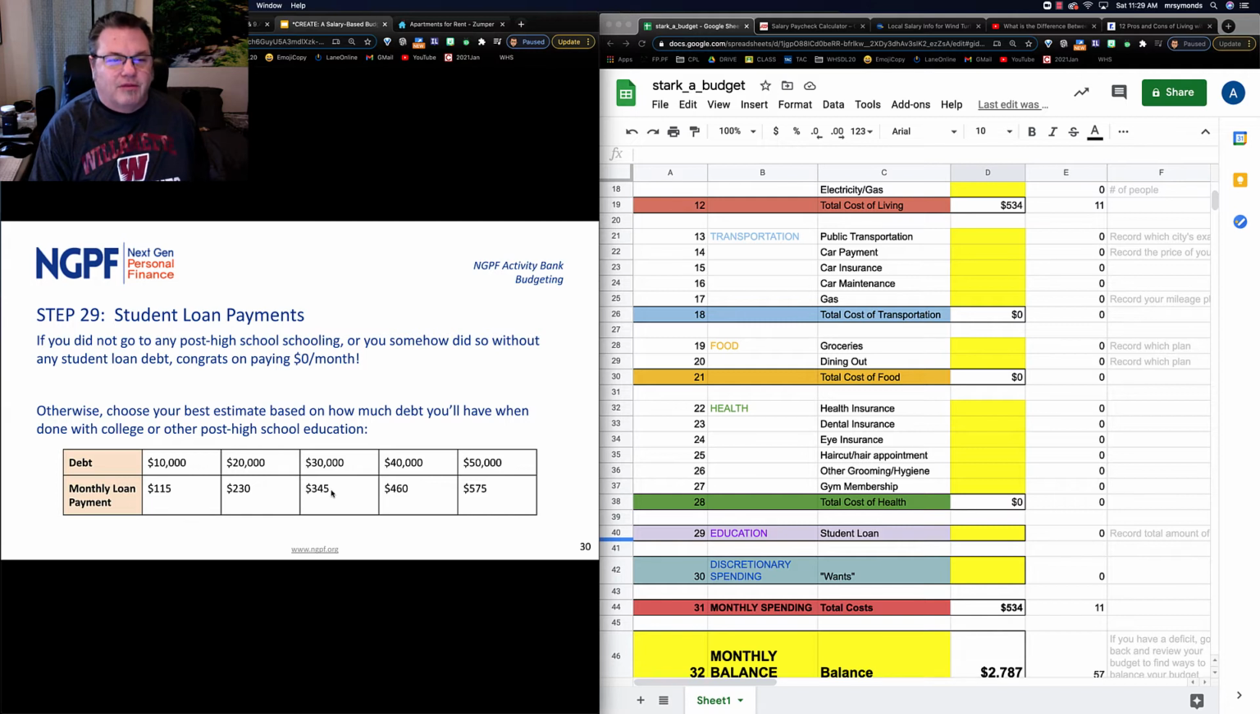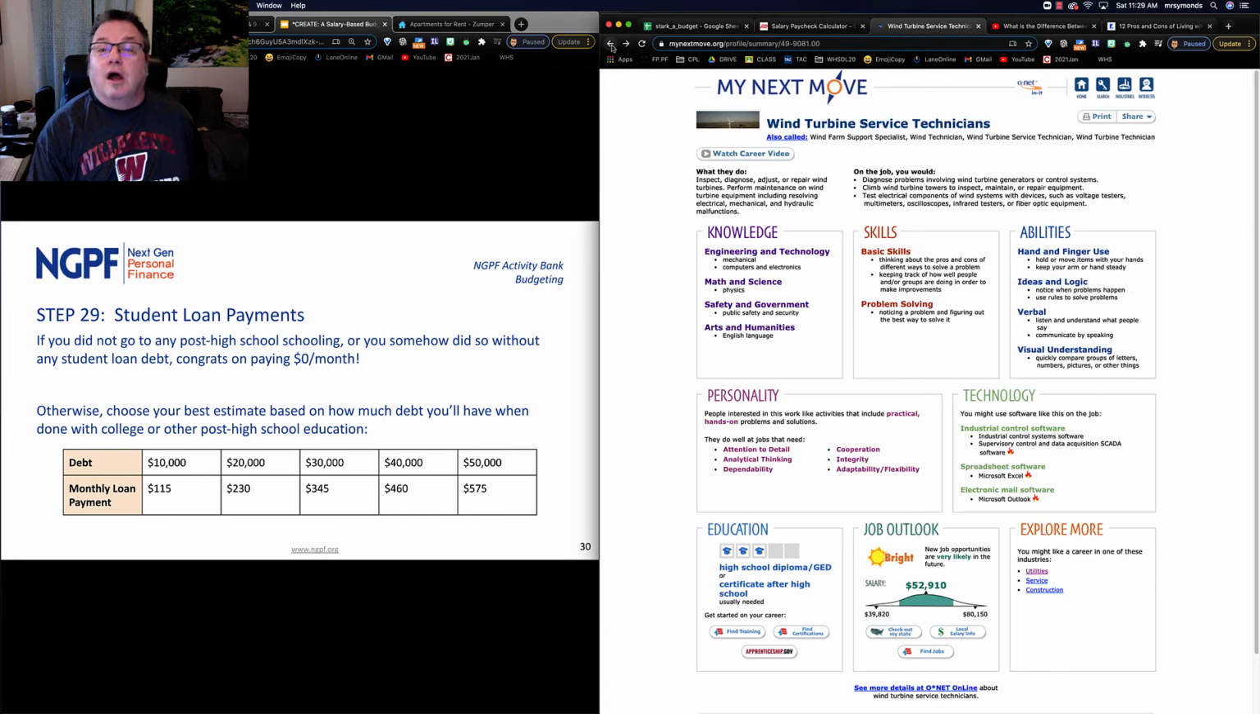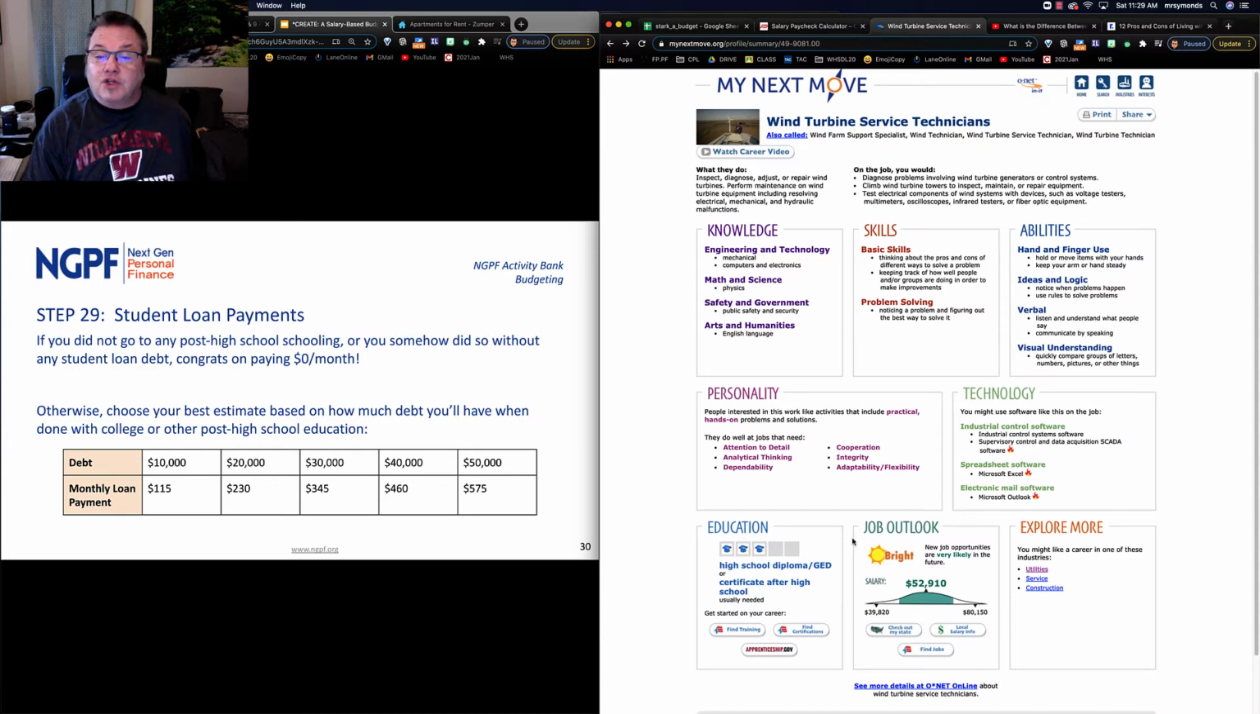Figure most people are paying about $350 a month for student loans if they've got a 4-year degree. So depending on the job you chose, you can look back at that job and figure out what kind of education it took to get this job. For computers and electronics, you can get a certificate after high school, so you're probably on the lower end of this, but you may be able to get this job with a high school diploma, so you may not have a student loan. You have to look back at the job to figure out whether you have a student loan or not. Okay.